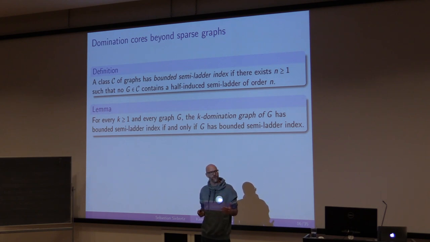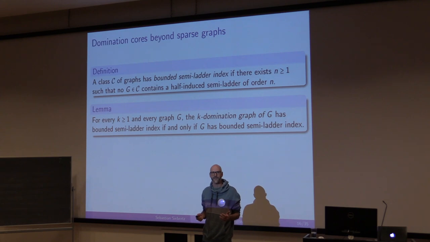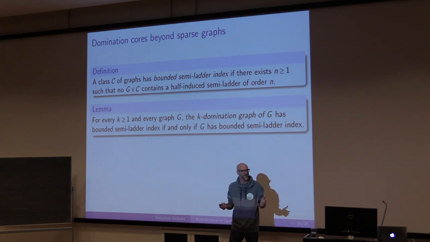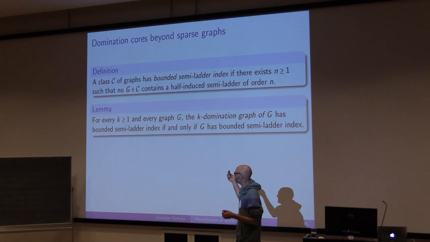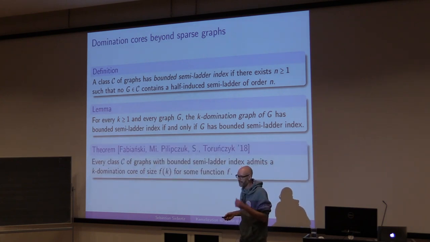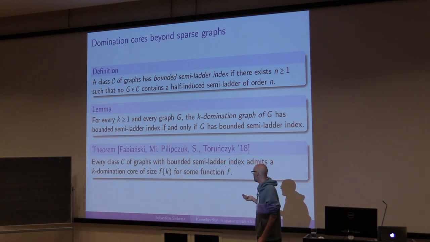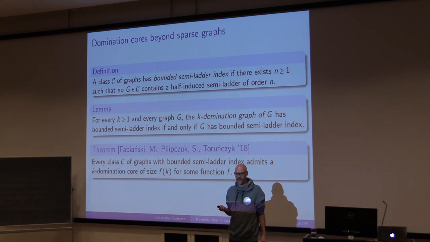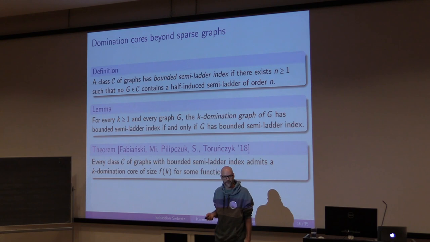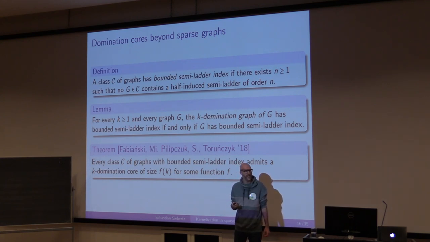So I can conclude from the fact that my original graph has bounded semi-ladder index that the domination graph has bounded semi-ladder index. There is a Ramsey blow-up in this, at least exponential. So from semi-ladder index L, you will have at least L to the K for the semi-ladder index in your domination graph. So we observe this, that this very simple algorithm actually leads to domination cores. Every class with bounded semi-ladder index admits a domination core of size f of k for some function f, which is this Ramsey function. This is exactly the algorithm for finding the k-domination cores that I just showed you.